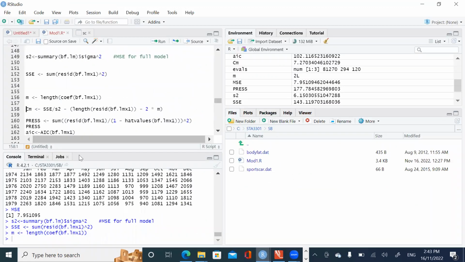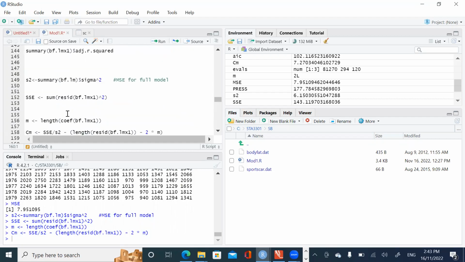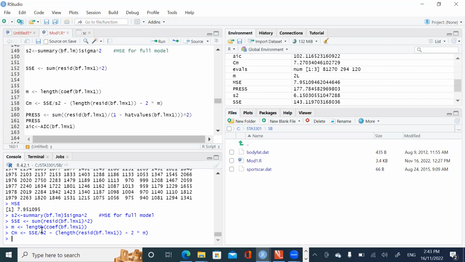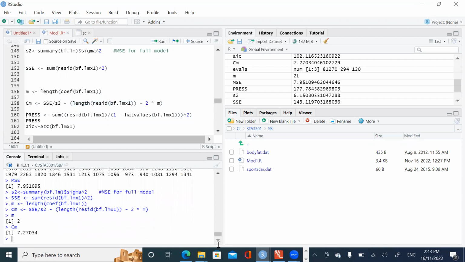So sum of squares of residual. This is our SSE divided by S square, minus n, where n is the length of residuals, minus 2 star m. If we calculate that, we will get the CM value. This is for the model that only includes X1. So the M value is 2 and the CM value is 7.27.